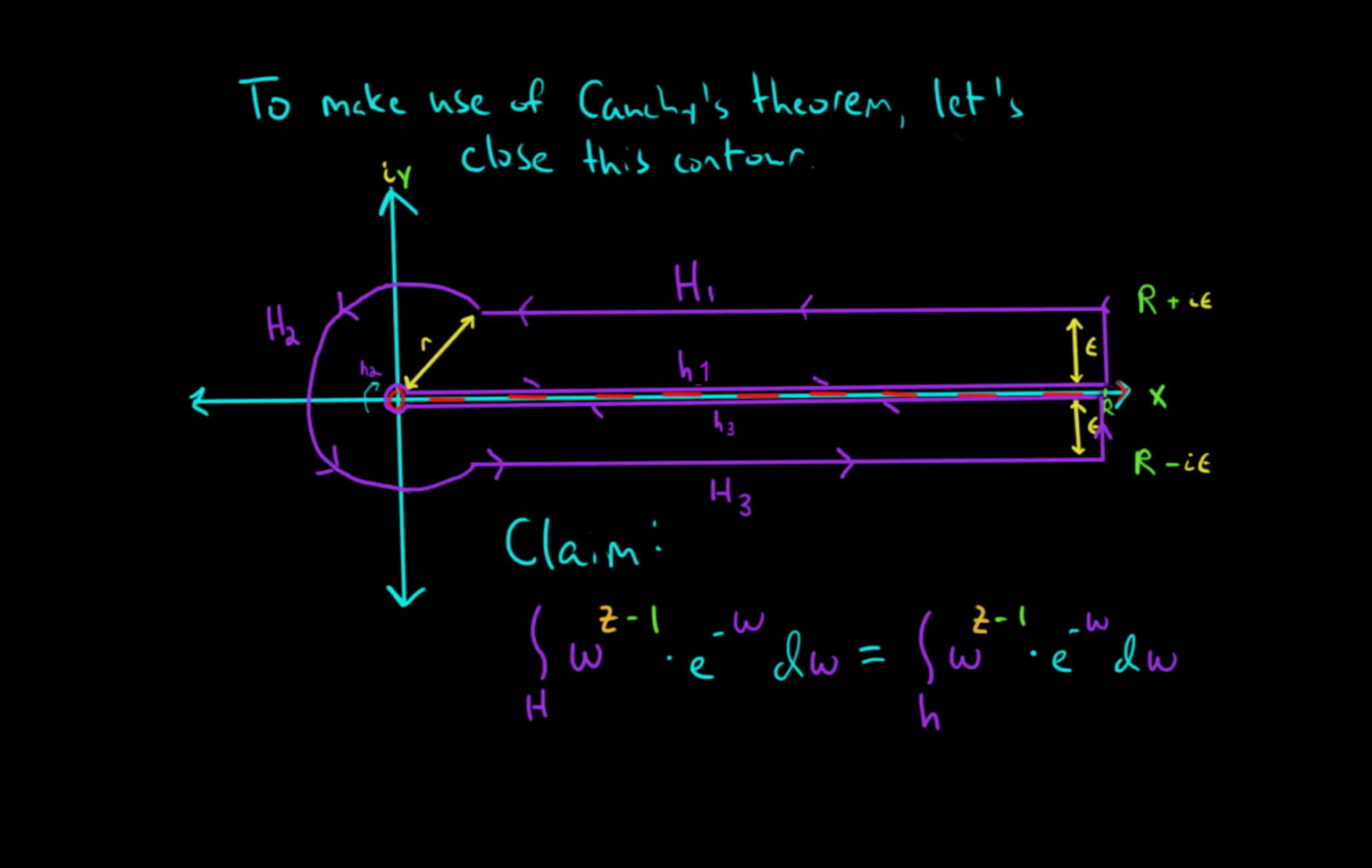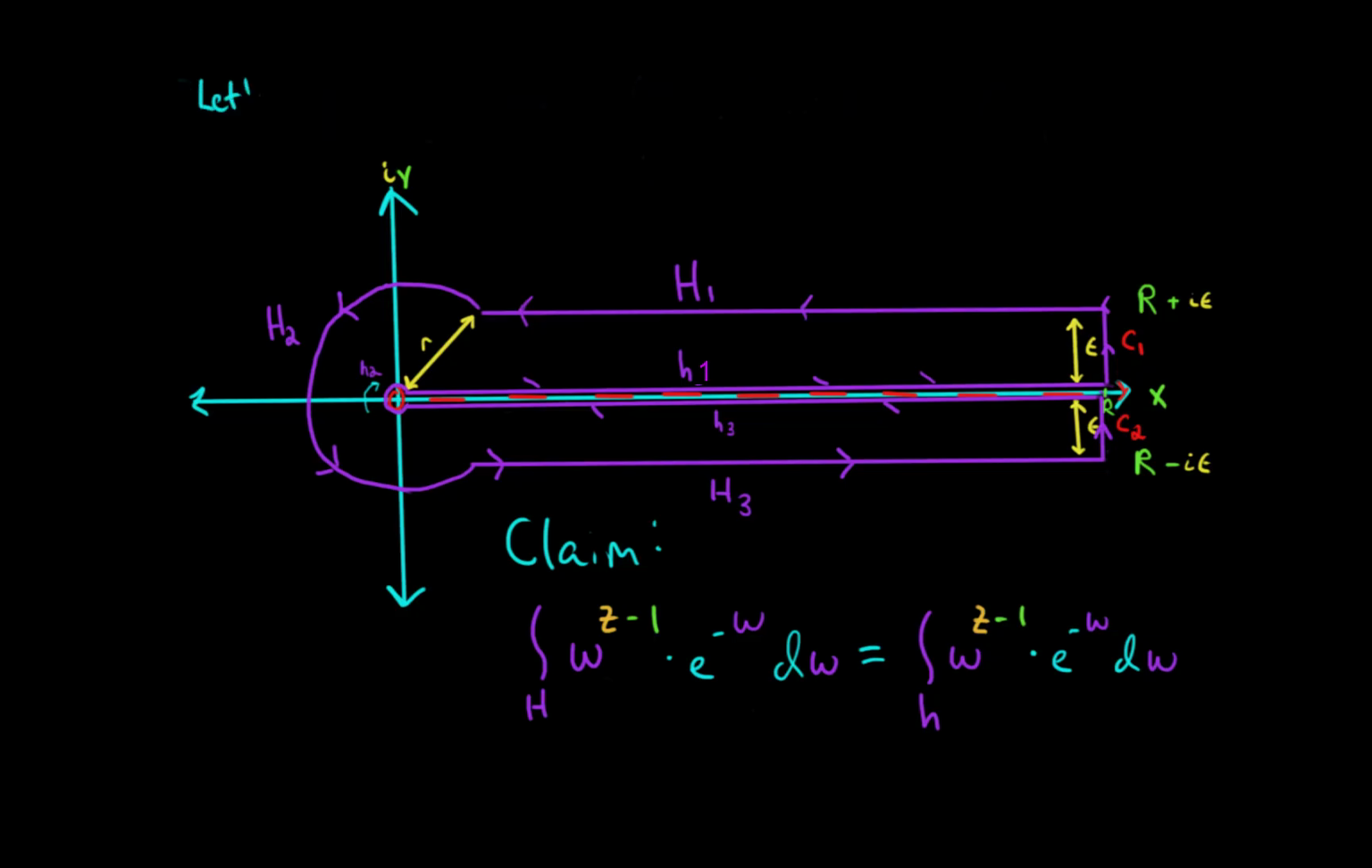and come out just above the positive x-axis and move along this piece of the contour which I've called h1, which is above the x-axis where we have our branch cut but infinitely close to it until we come to the point R. And then we'll move up that small vertical piece C1 and we're back to where we started. And I'll label the bottom vertical piece C2. So let's just call this entire closed contour capital C.